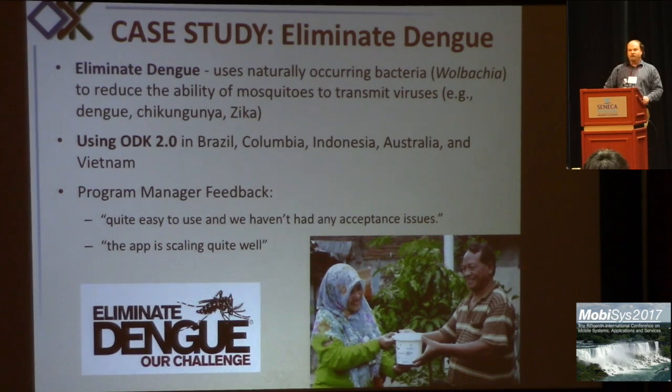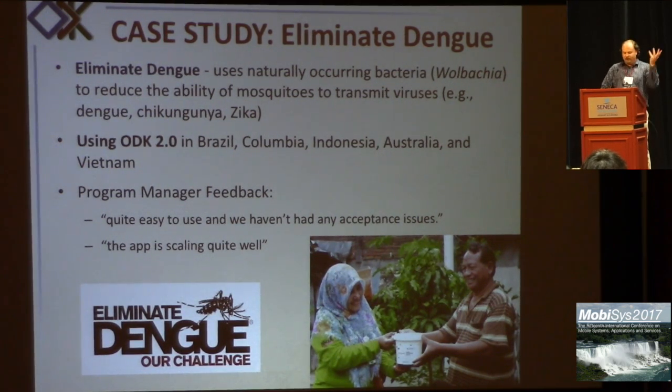So another case study that we have underway is Eliminate Dengue. This is the idea that if you infect mosquitoes with, I'm not going to try to pronounce that, but it's a bacteria, you can actually stop the spread of dengue and Zika and other things. So this is scaling out around the world. They go in, they infect mosquitoes, they then do disease-borne vector tracking, so the workers come back to the station every day, synchronize their phones, go back out, track the mosquitoes, and turn them in to laboratories.